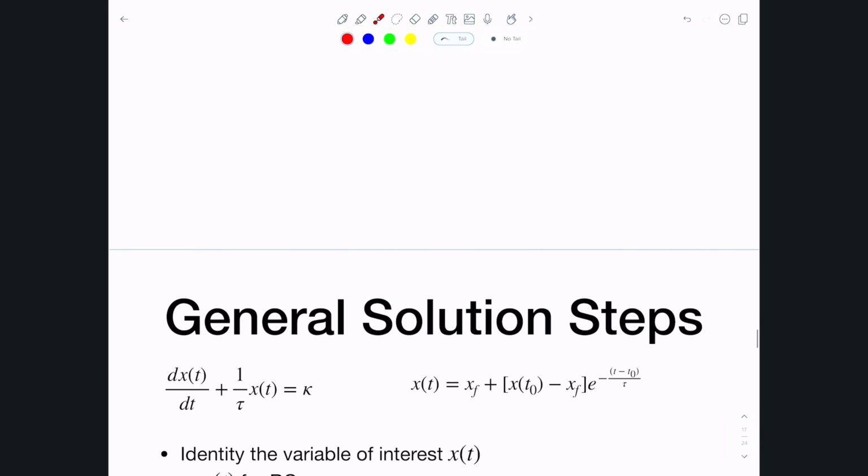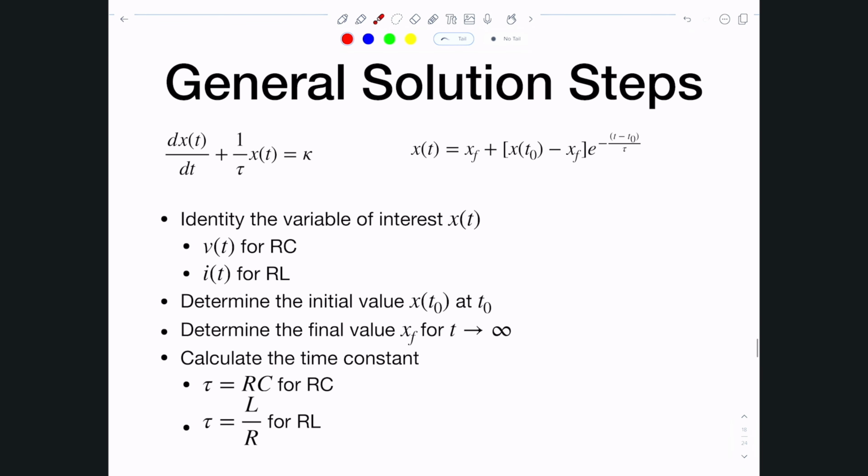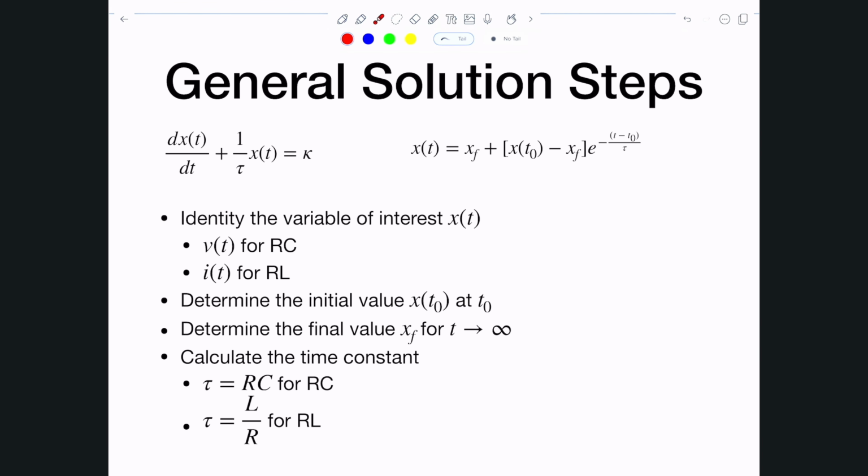So let me summarize the general solution steps. If you end up with a first order transient circuit described by first order differential equations of this form, and it has DC sources, the general solution is of this form in here. The steps you need to take are the following. First, you identify the variable of interest, x of t. That x of t can be an i of t or a v of t, depending on the circuit. Sometimes it's asked of us.